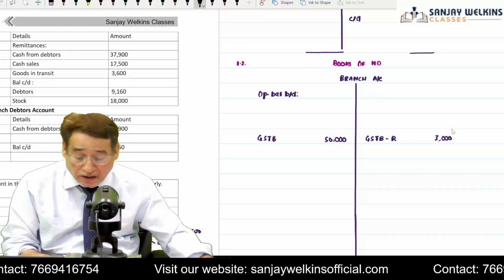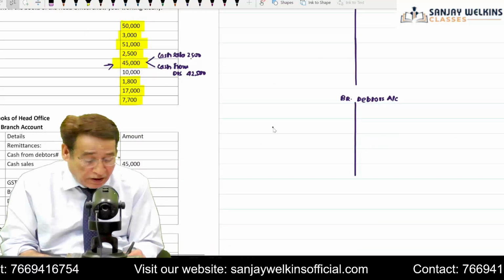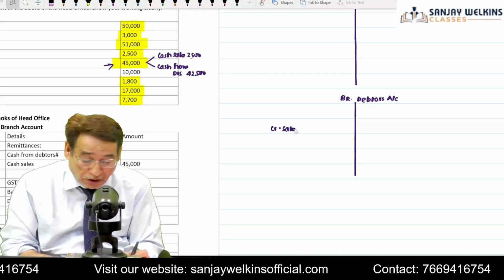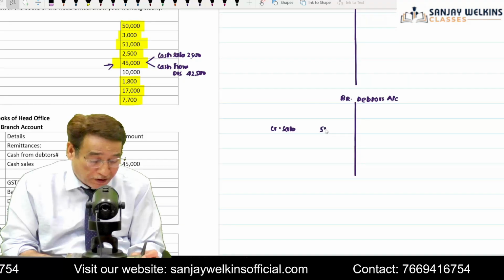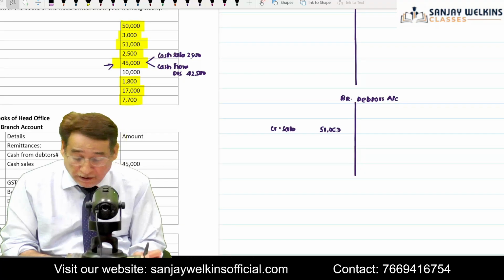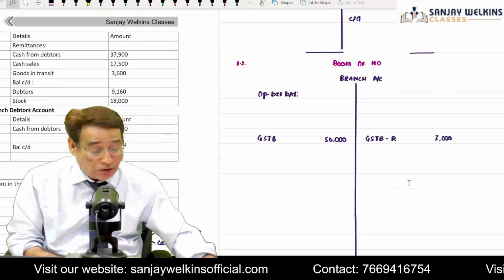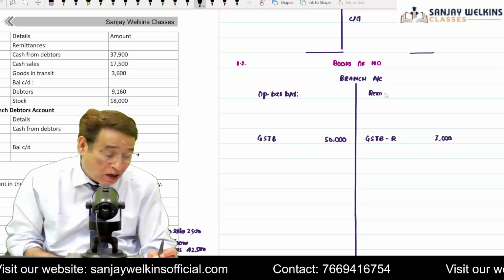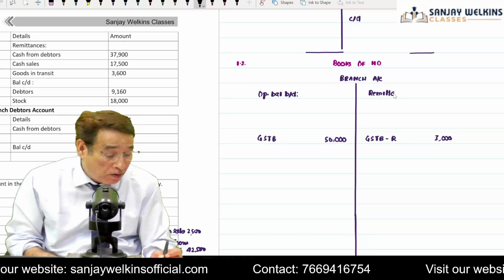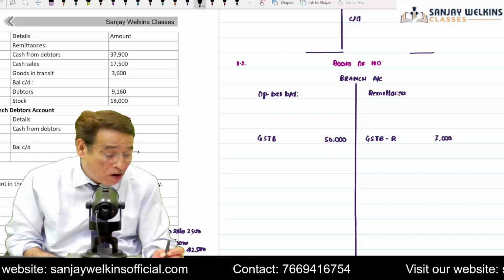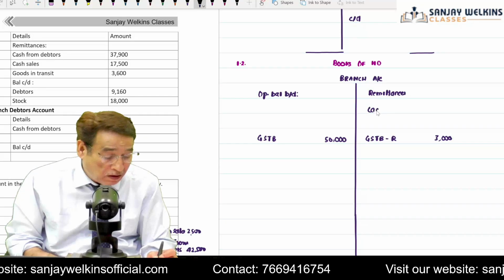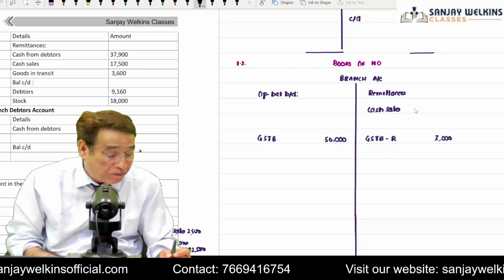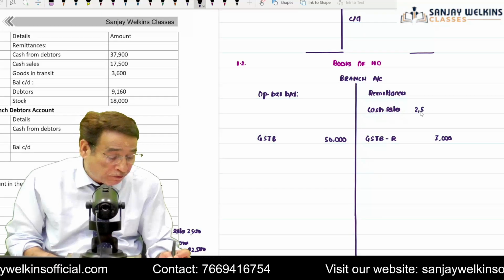Then branch credit sales 51,000. Credit sales find place on the debit side of the branch debtors account. So you are going to put them over here. That is equal to 51,000. Then we have cash sales to the extent of 2,500. First of all, I need to write here remittances. Remittances, and remittances cash sales is equal to 2,500. Cash sales is 2,500.